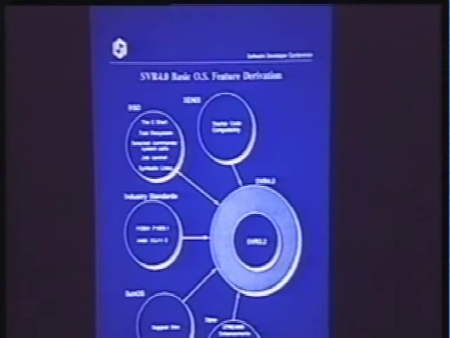Let's take a little more detailed look at the feature derivation and see where things are coming from. Unix System 5 Release 4, first of all, is a complete superset of Unix System 5 Release 3. Simply stated, if you're on Unix System 5 Release 3, you're going to find an extraordinarily easy migration path to Unix System 5 Release 4. In fact, a recipe, if you will, for Unix System 5 Release 4 is to take SVR3 and take out some pieces, put in some other pieces, but the interfaces remain the same.